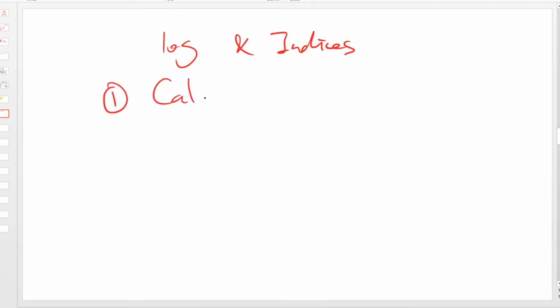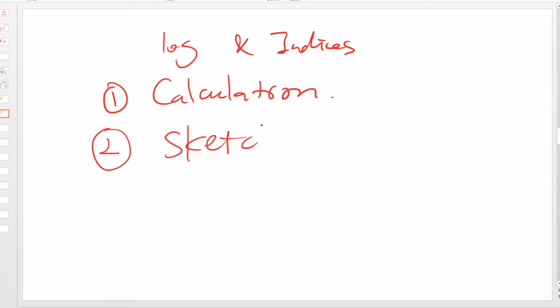Okay, so for the calculation, logarithm and indices, you can look at the screen already. So logarithm and indices, right? For the calculation part, I think we have covered the calculation part. But there is the last part, sketch, we have not touched, but we need to touch.